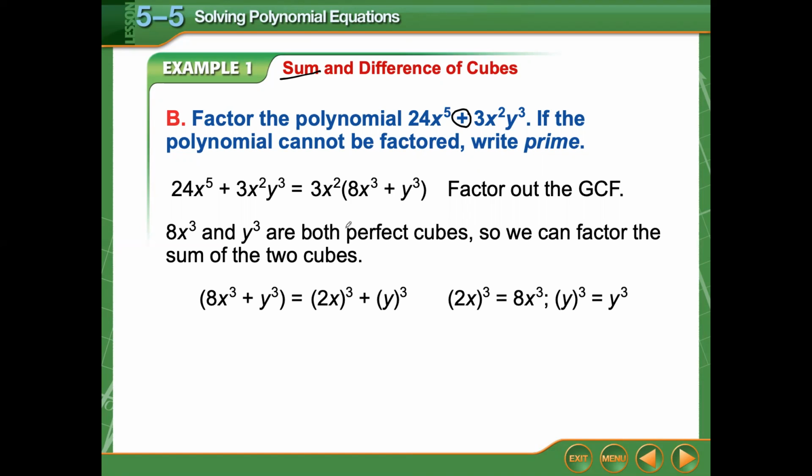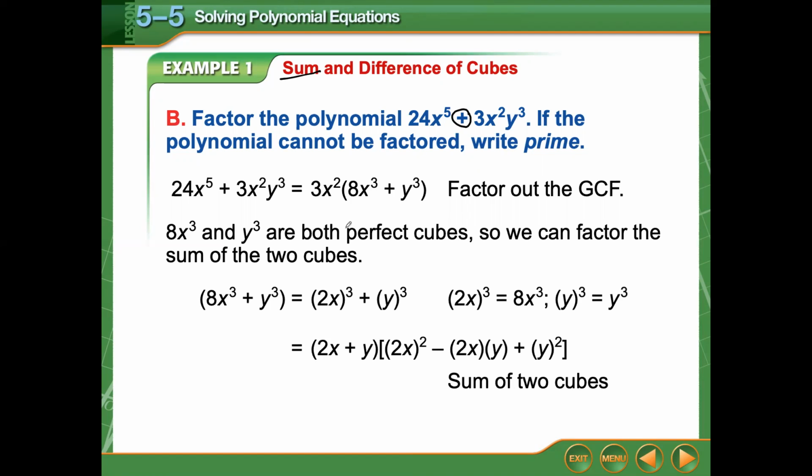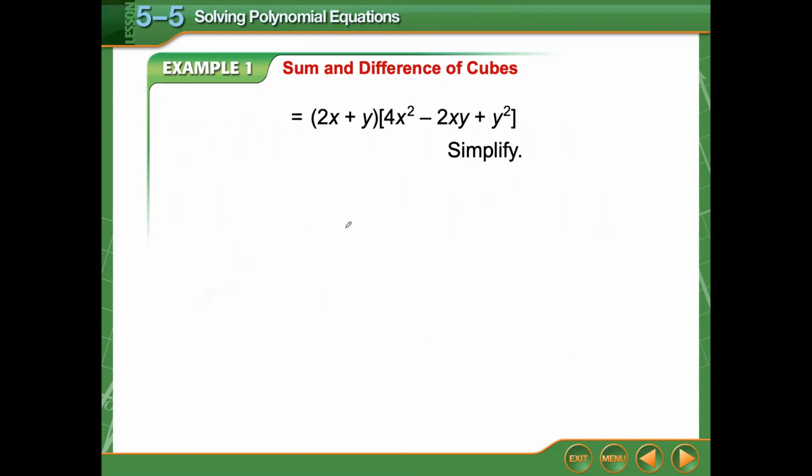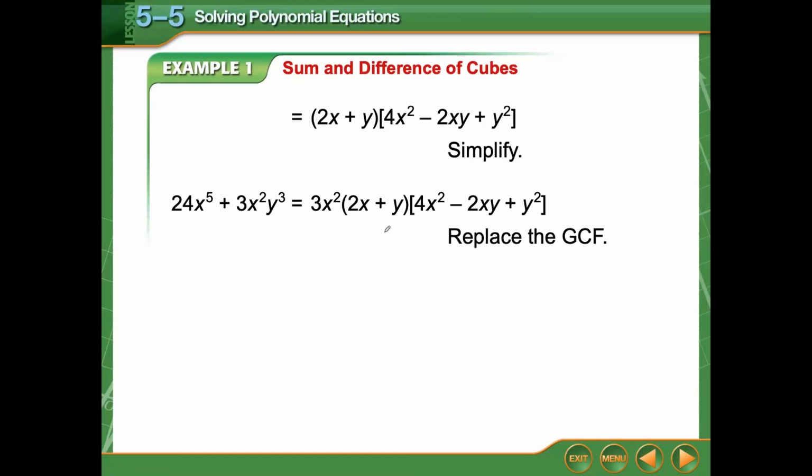So that would mean my a value here is 2x, and my b value here is y, if we're looking at the pattern. And with that pattern, I can just go ahead and fill in the information that I have, which would be 2x plus y times 2x squared minus 2xy plus y squared. And we're going to go ahead and simplify that. By simplifying it, we get 2x plus y times 4x squared minus 2xy plus y squared. But we're not done because we do need to remember to make sure we bring back the GCF that we pulled out earlier. So it's the same thing, but we just need to add that to it.